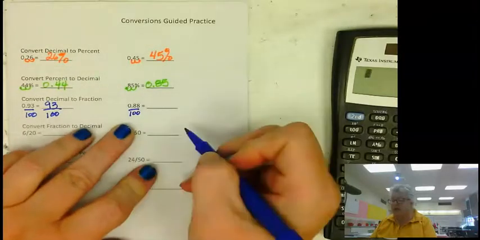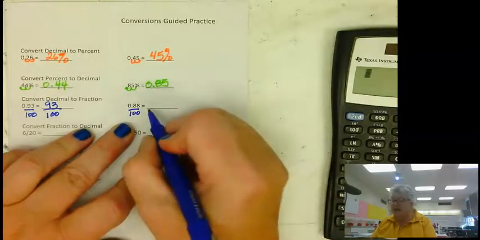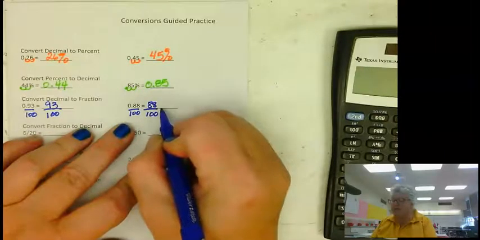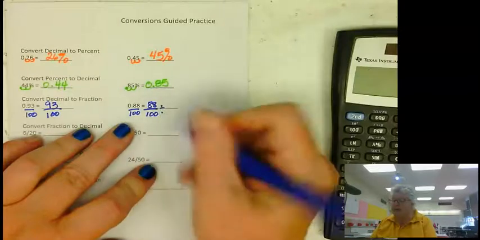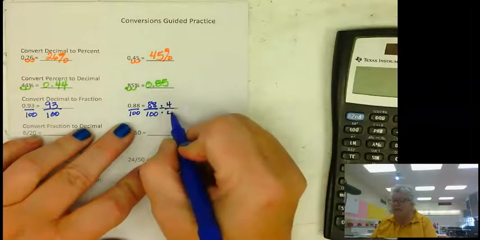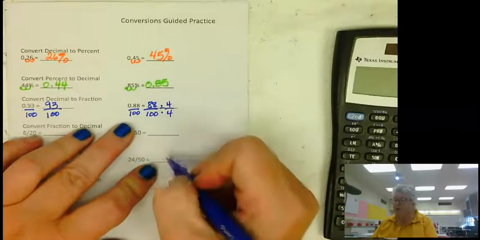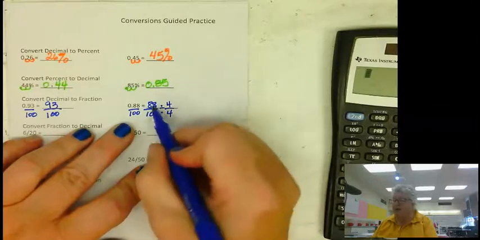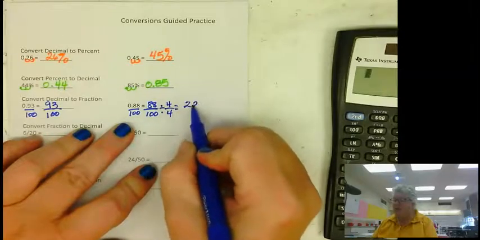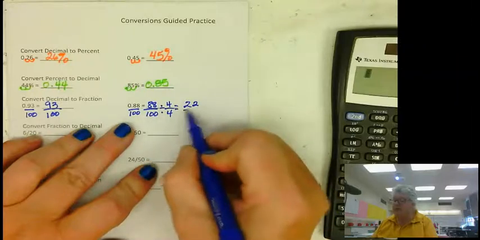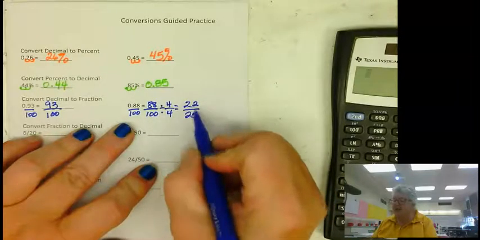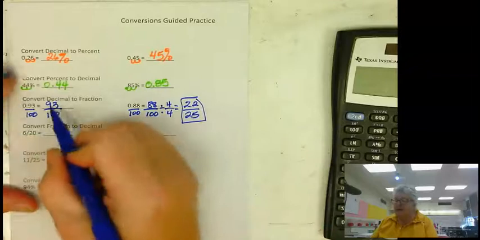Now this one, we have 88/100ths. Can I simplify? Yes. I can do 88/100ths divided by, I can divide them both by 4. So 4 over 4, so I'm dividing by 1. 88 divided by 4 is 22. And 100 divided by 4 is 25. Done.